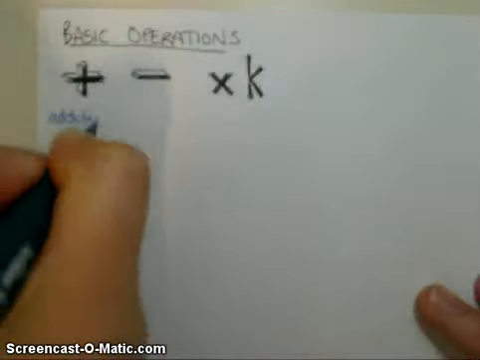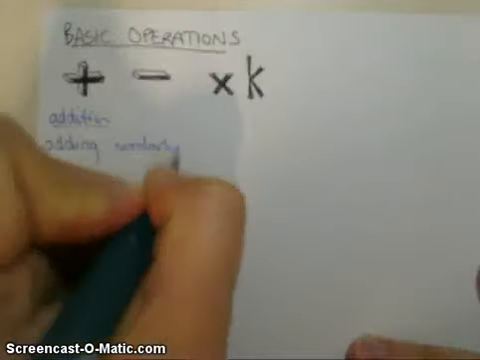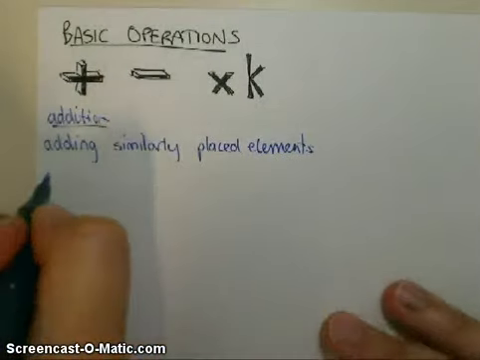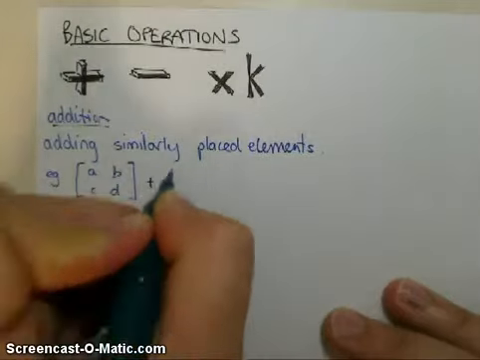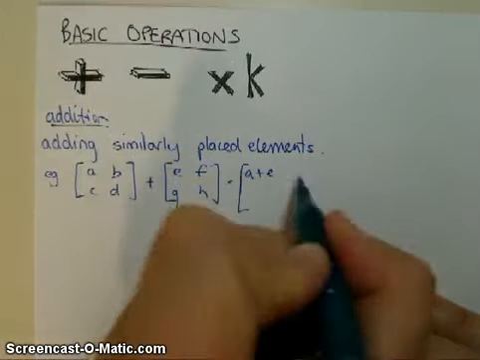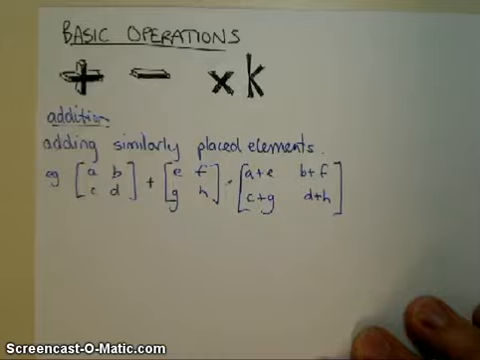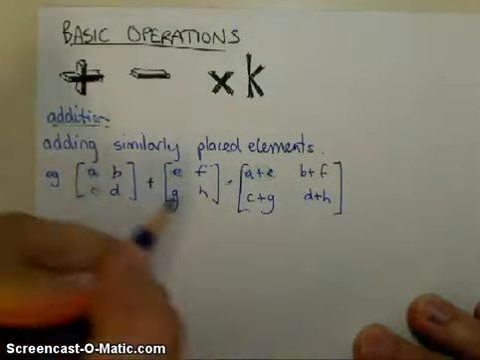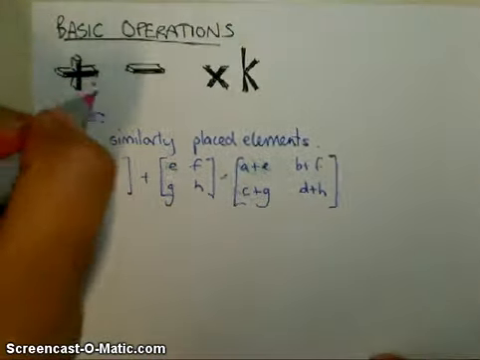For this week's learning briefs, you've had to look at three basic operations: addition, subtraction, and scalar multiplication. Addition of matrices happens by adding similarly placed elements. That means that the matrices have to be the same order, that is the same size, so that you can match element for element and add them together.